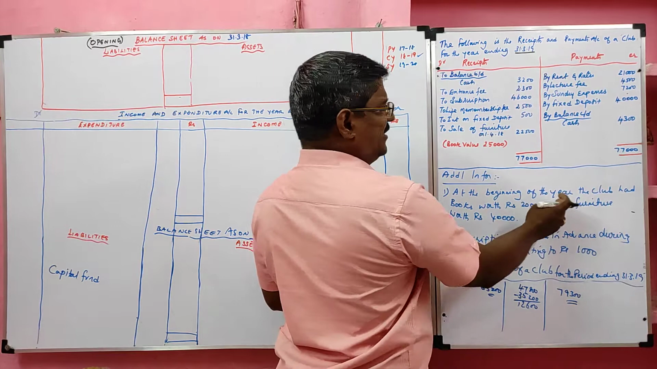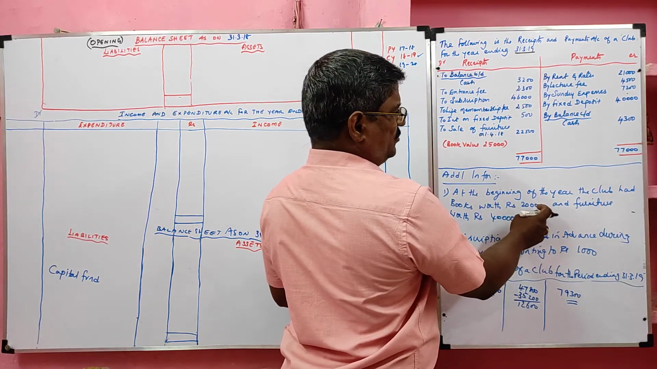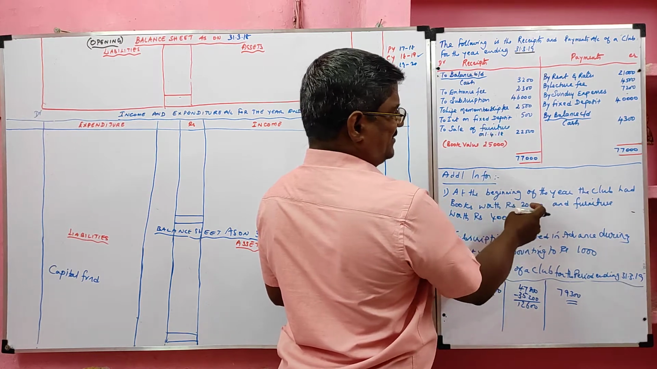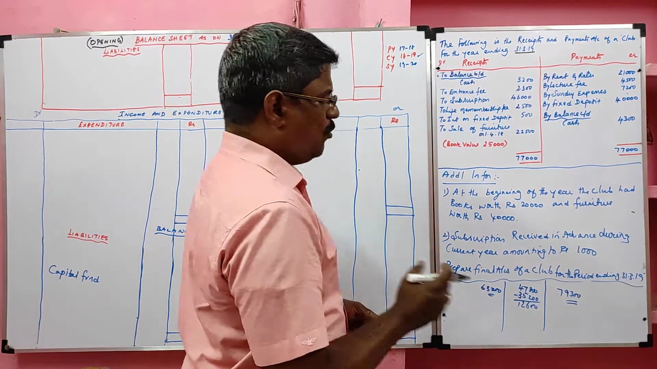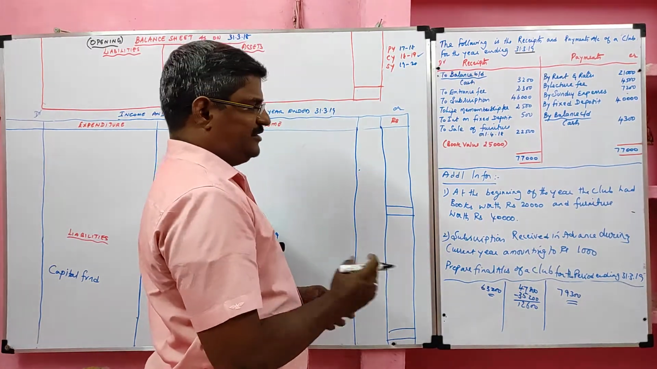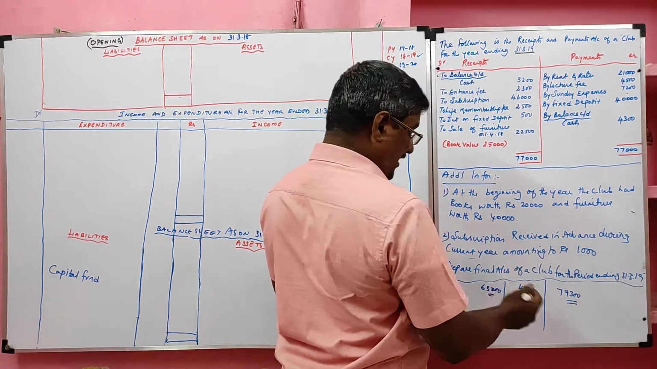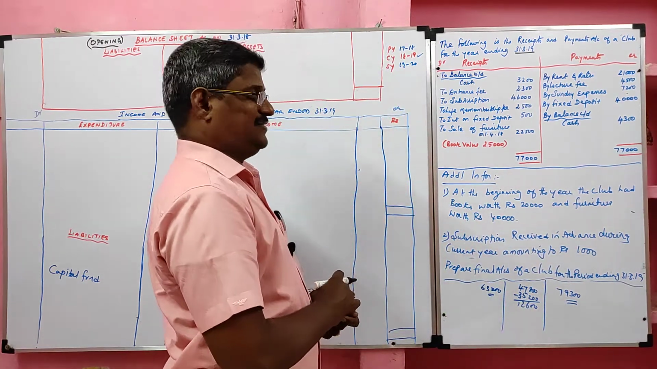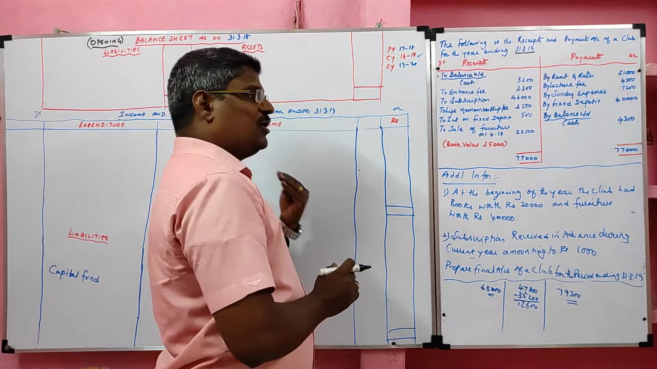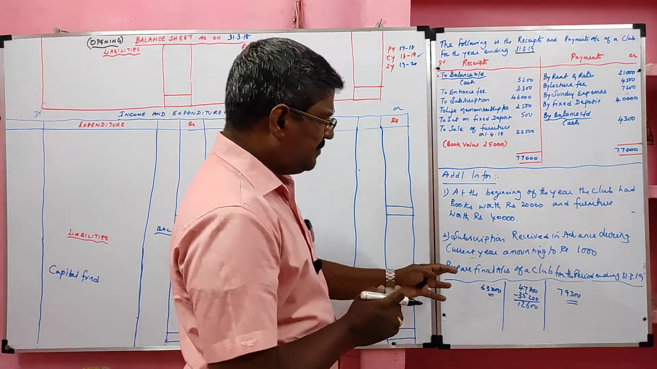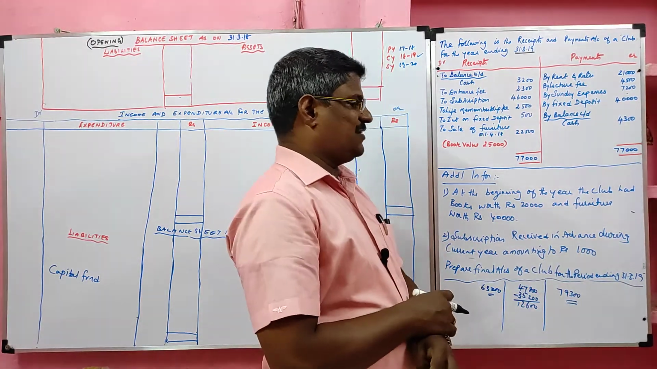At the beginning of the year, the club had books worth 20,000, opening balance of books. It will go to the opening balance sheet asset side, and furniture worth 40,000. It is also an opening balance, it will go to the opening balance sheet. Subscription received in advance during the current year. So in the current year we received a subscription in advance. So it should be deducted from the subscription and it will go to the closing balance sheet liability side. Then prepare final accounts of the club for the period ending 31st March 2019.